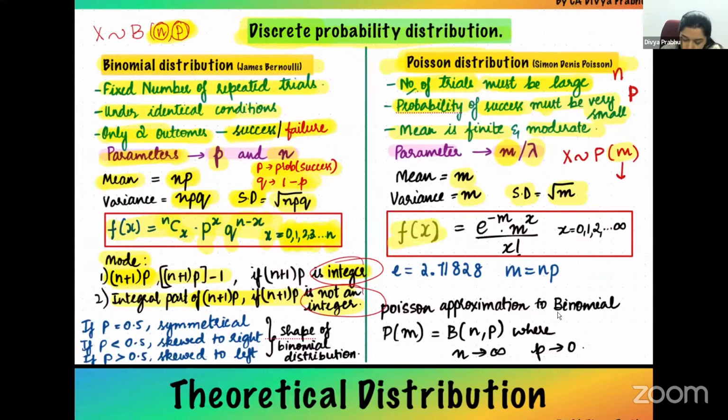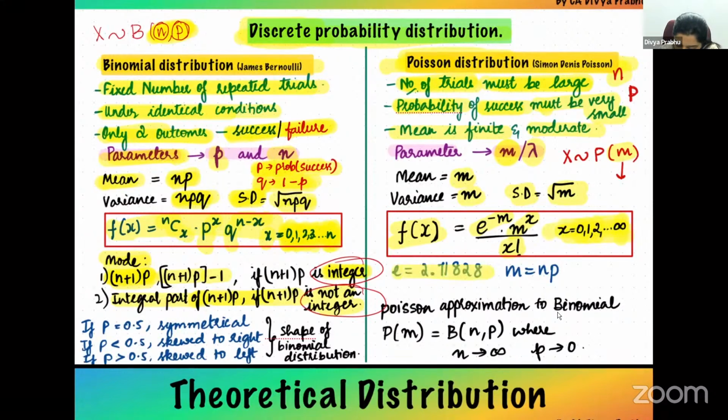Now, coming to the formula. f of x is equal to e power minus m, m power x divided by x factorial. This is the formula to find the probability under Poisson distribution. Now, what will be the x values? X values again start from 0, 1, 2. Here in binomial it went up to n. Now, here n is so large that it can go up to infinity. That's why instead of n, we have infinity here. So 0, 1, 2 can go up to infinity. Got it?